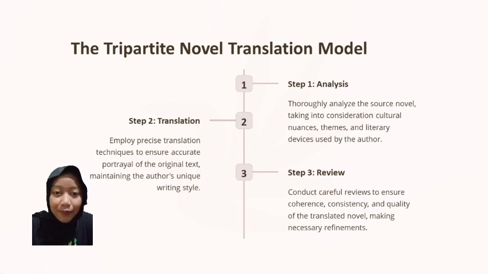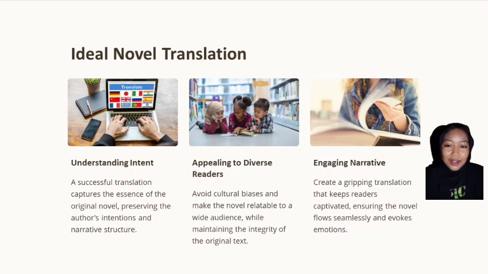The third step is review. At this stage, a careful review is carried out to ensure harmony, consistency, and quality of the novel translation. In this process, content adjustments and improvements may need to be made to the translation. So the next material is the ideal novel translation.